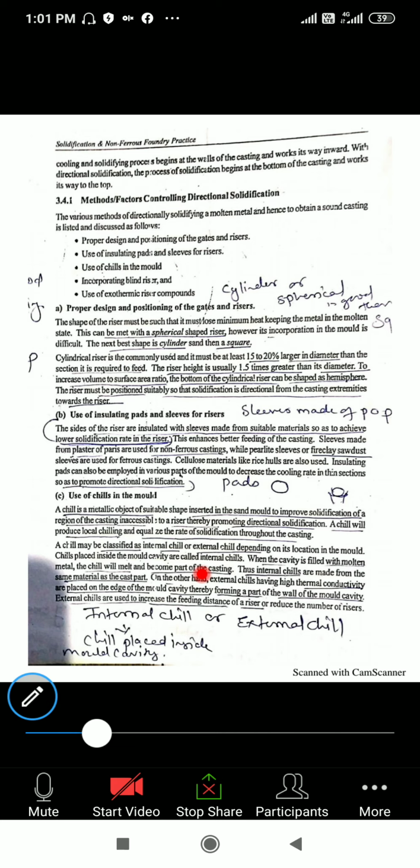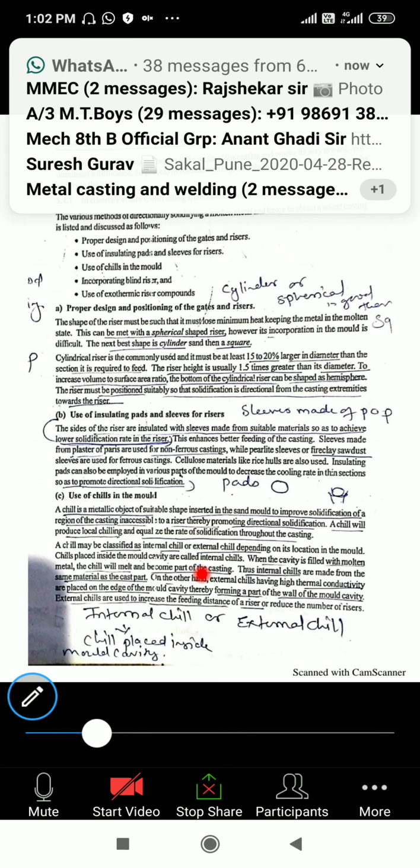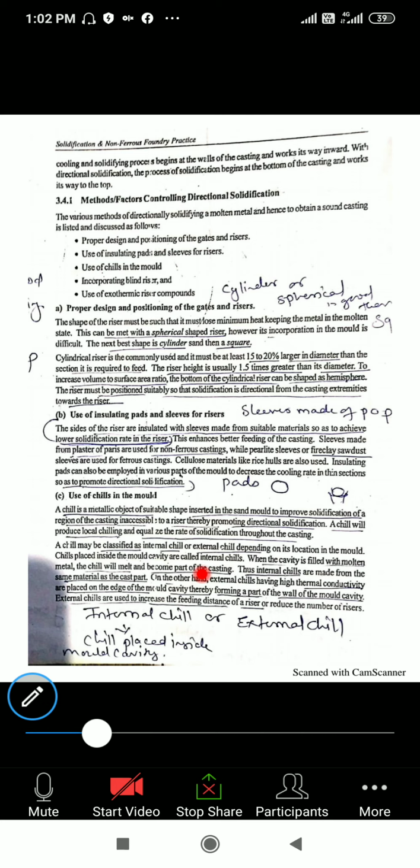The sleeves may be made of plaster of Paris or non-ferrous materials, or clay, fire clay wash dust, that has been placed over there. Cellulose material like rice slabs are also used. Insulating pad is kept on the top of the riser. So this is how the temperature of the riser is maintained to avoid the faster rate of solidification.